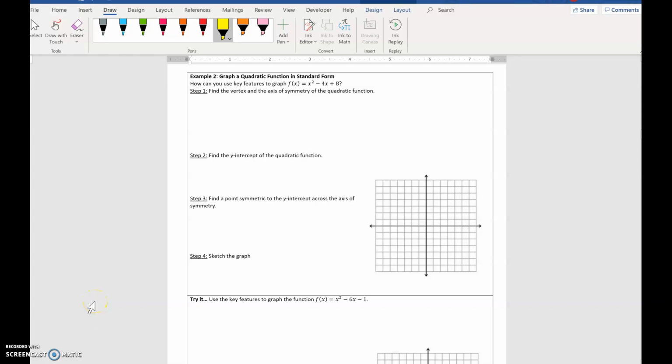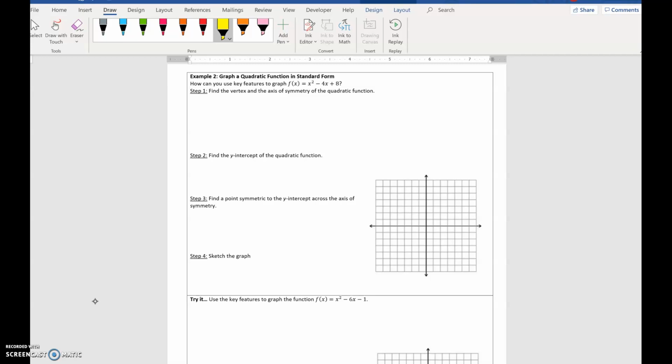Okay, so now we are in topic 2, section 2, day 2. And so we're going to start with example 2. So in the previous video, we did example 1 in the first try it problem. So now we're going to jump to example 2.